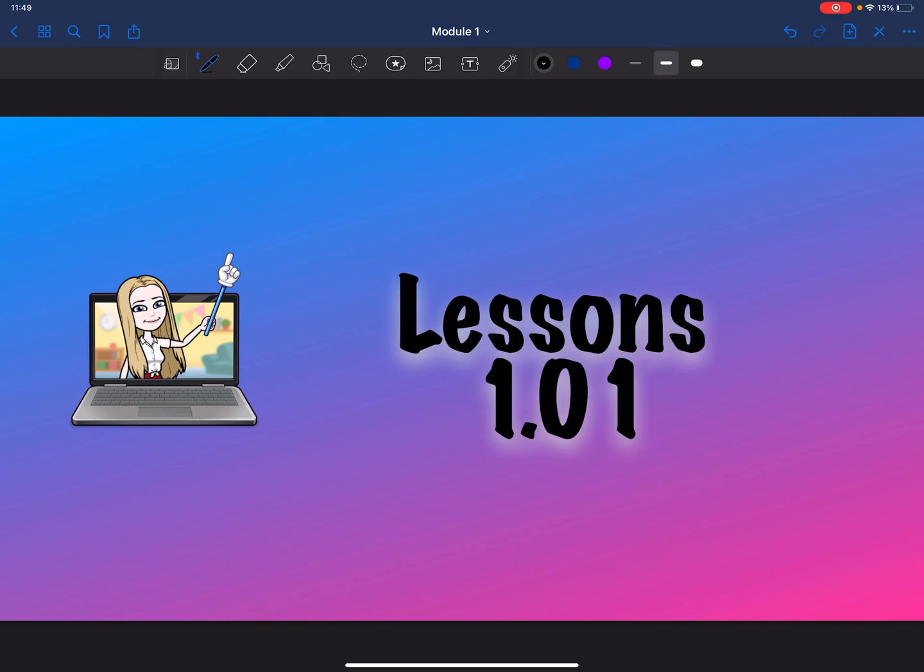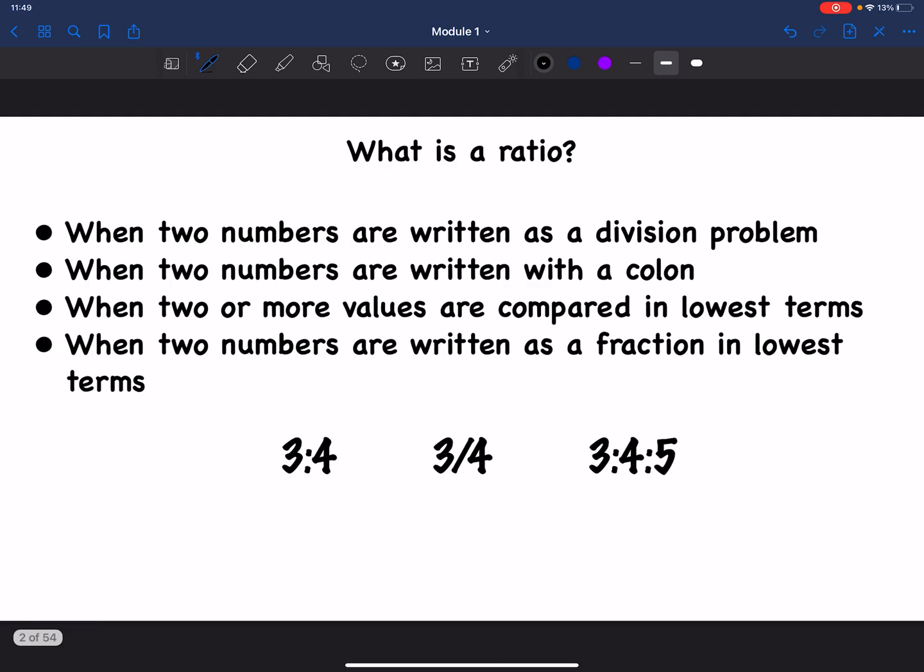All right, we're going to go over lesson 1.01. What is a ratio? When two numbers are written as a division problem, when two numbers are written with a colon, when two or more values are compared in lowest terms, or when two numbers are written as a fraction in lowest terms. So all of these are examples of ratios.